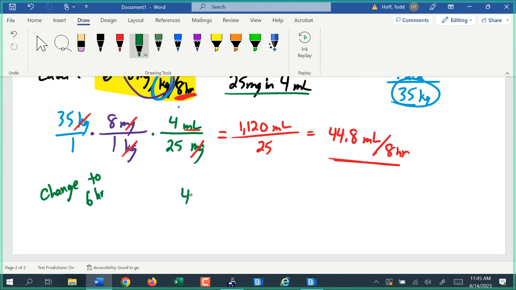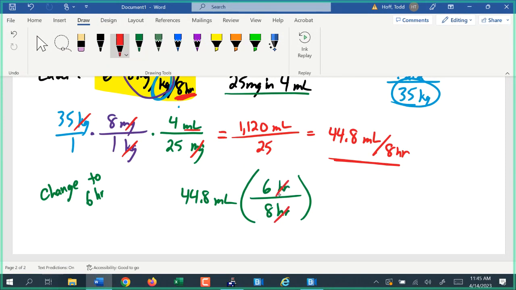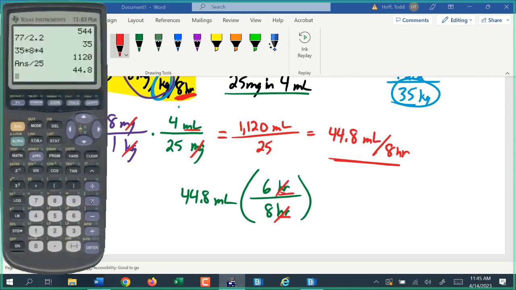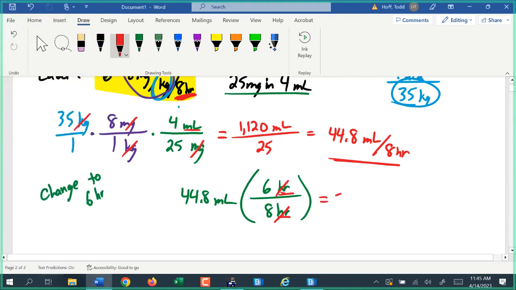So we'll start out with the 44.8 milliliters, and that dosage is based off of an 8-hour dose. We're going to change it to a 6-hour dose. So the hours cancel out. Recall, as always, those two units in there have to be the same, so they will cancel out. We take the 44.8 times 6 divided by 8, gives us 33.6 milliliters, and that's going to be every 6 hours.